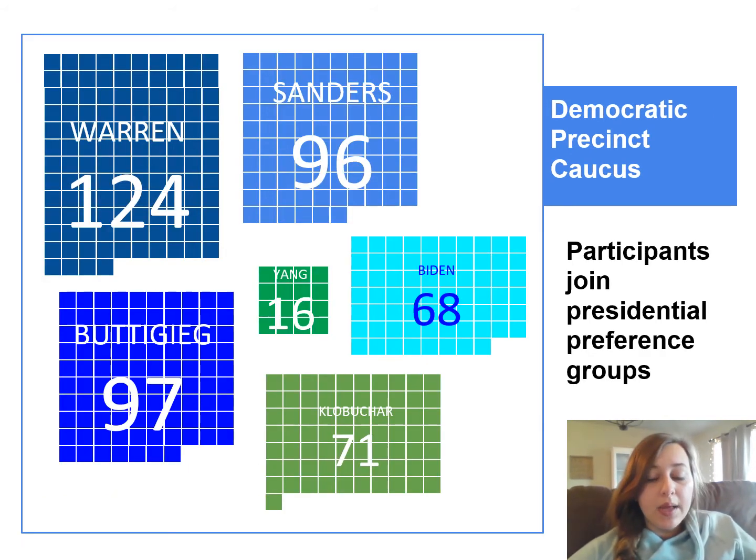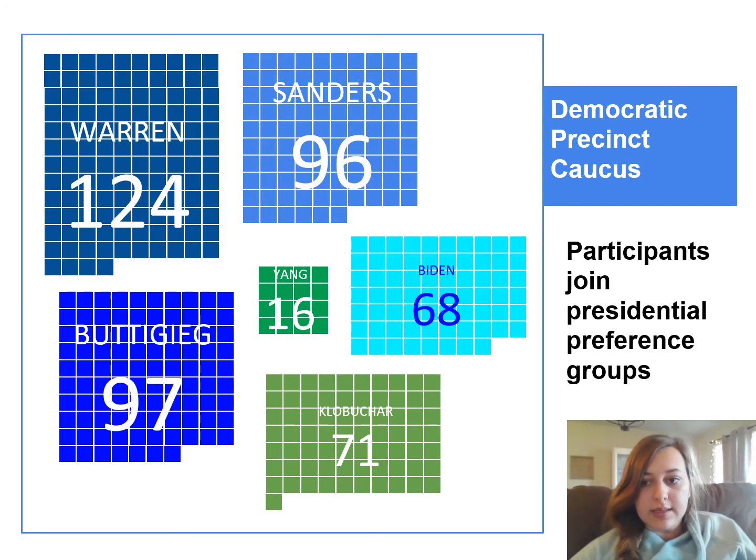So the first step in a precinct caucus is to join your presidential preference groups. You go in and say, "Hey, I'm caucusing for Amy Klobuchar today," and you go join your little pod, right? Then they're going to do an initial count. In the initial count in Des Moines, Warren had 124, followed by Buttigieg at 97, Sanders at 96, Klobuchar at 71, Biden at 68, and then Andrew Yang at 16.